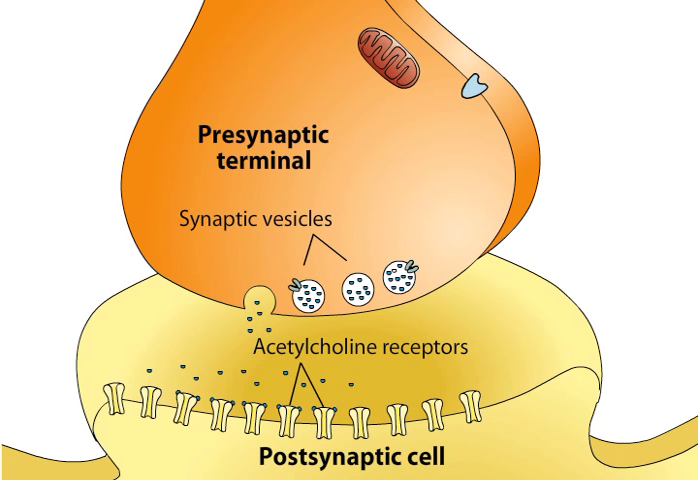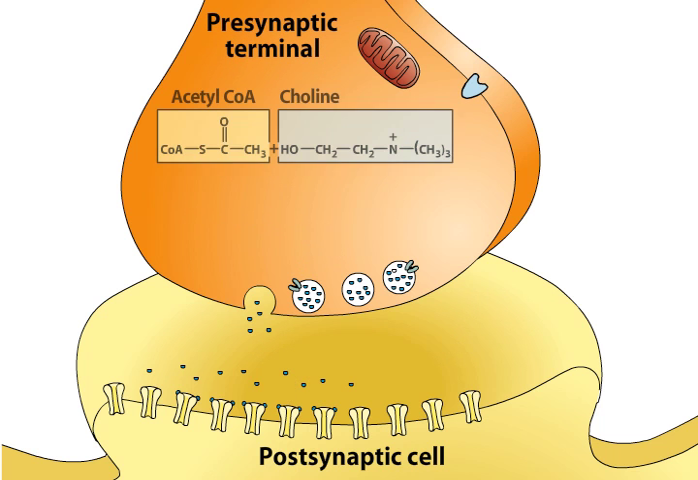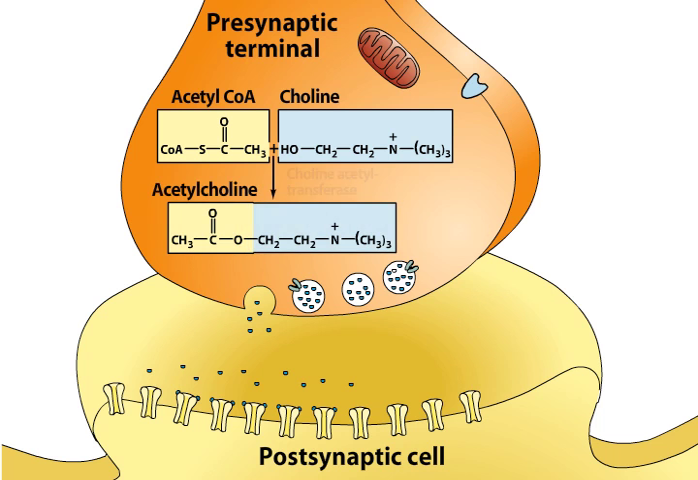Acetylcholine, abbreviated ACH, was the first neurotransmitter to be identified. Acetylcholine is synthesized in the nerve terminal from acetyl coenzyme A and choline, in a reaction catalyzed by the enzyme choline acetyltransferase. Neurons that use acetylcholine as a transmitter are called cholinergic neurons.